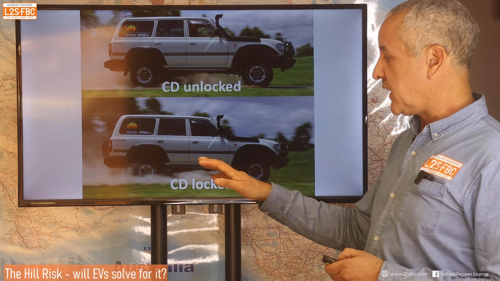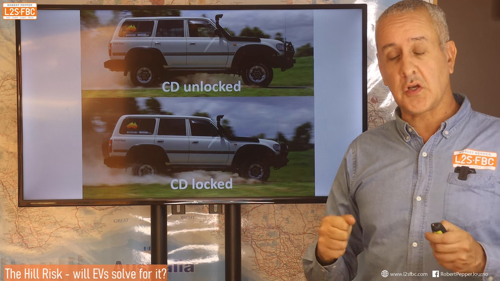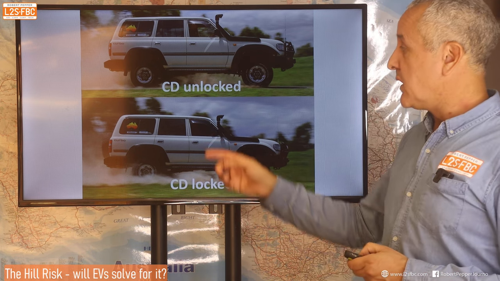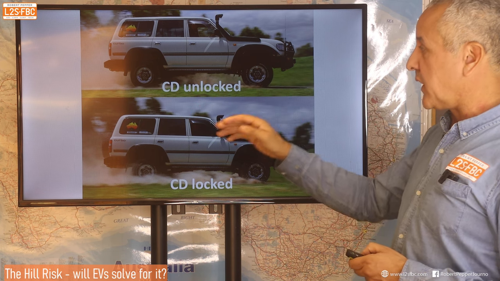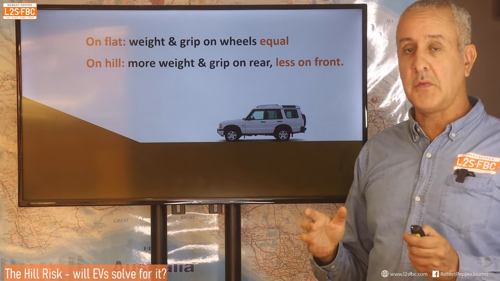Because the centre differential here is locked, and the front axle, and this is important, the front axle must turn at the same speed as the rear axle. That's really important for what's coming. Whereas with the centre diff unlocked, we can lock the front axle and the rear can still keep going. All right, so this is the problem.